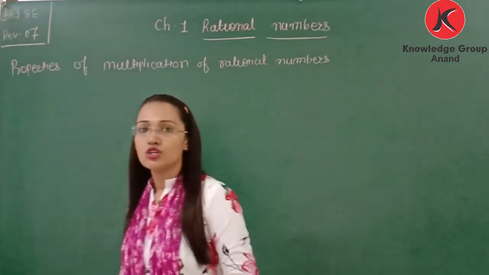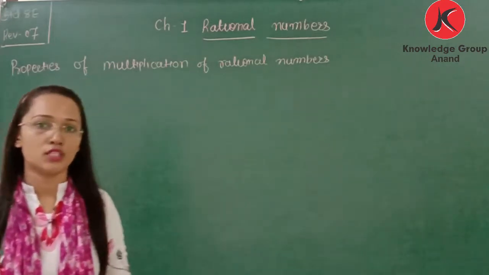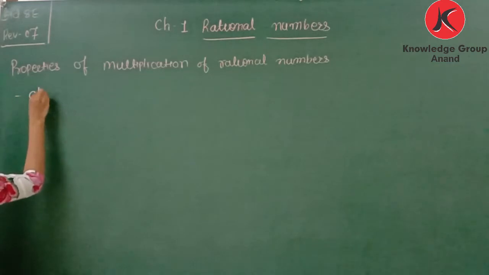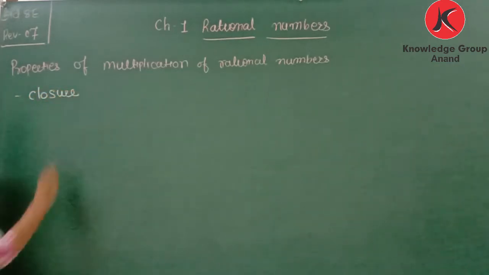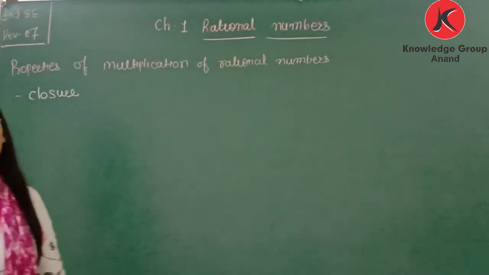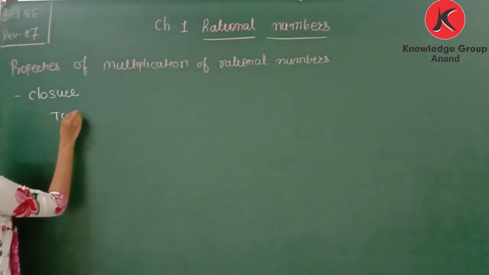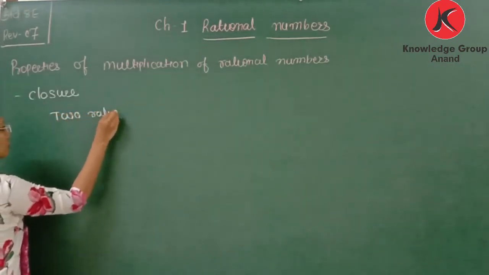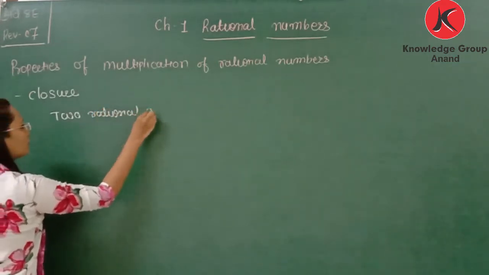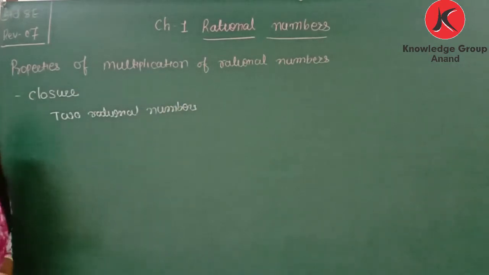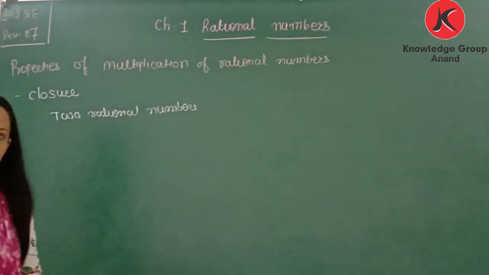Examples. Okay, so what property for multiplication do we learn? We learn first, that is closure property. Now what is closure property? Multiplication of two rational numbers is a rational number. So if we take two rational numbers, this can be asked in a blank: multiplication of two rational numbers is always a rational number.